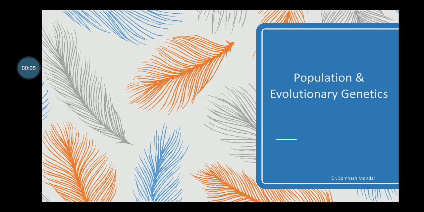Myself, Dr. Somnath Mondol, and today's topic is population and evolutionary genetics. We will study these topics in multiple parts. In part 1, we will study the Hardy-Weinberg law and the way to calculate allele frequency or gene frequency and genotypic frequencies in a population. So let's start.